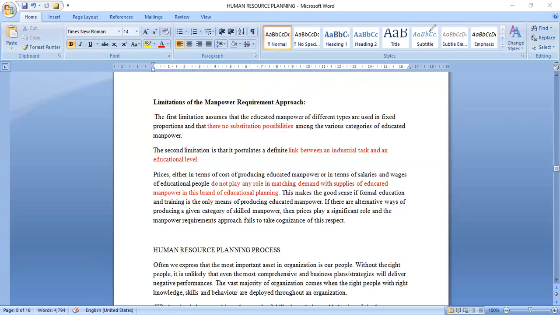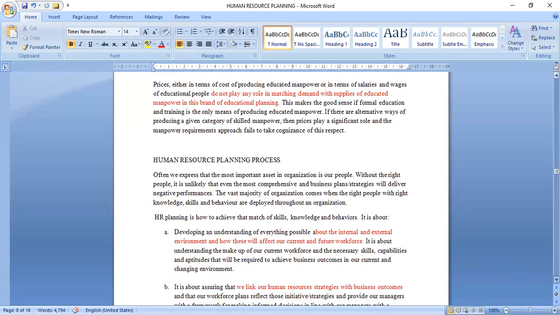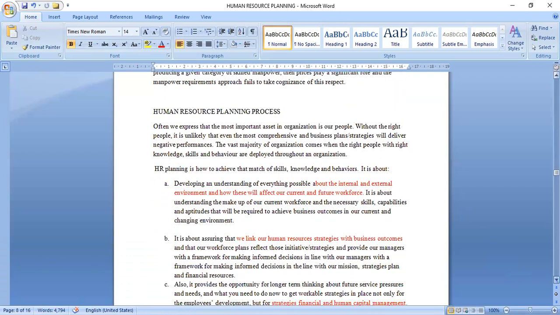So those are the limitations of the manpower approach to education planning. I hope we get the logic here. If there is any question, please feel free to ask.